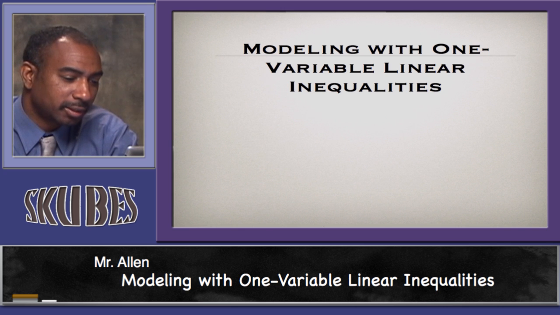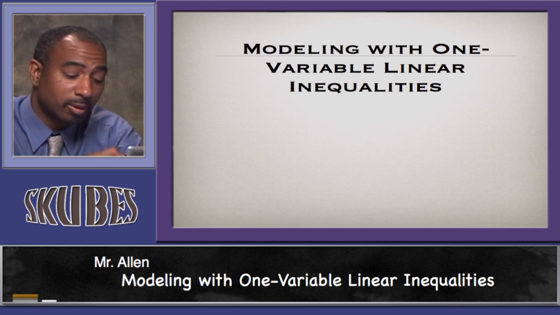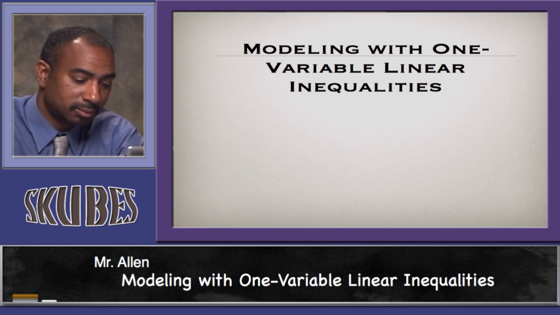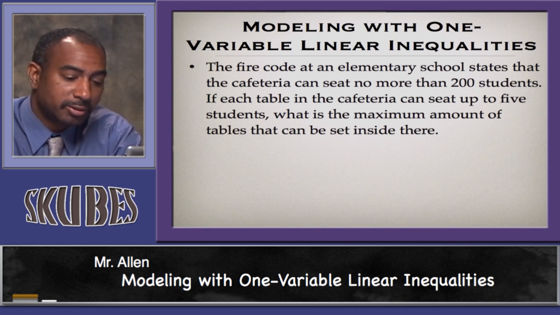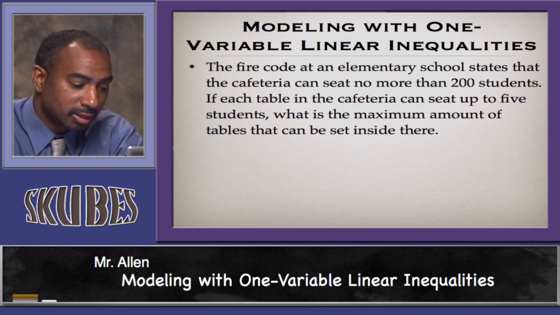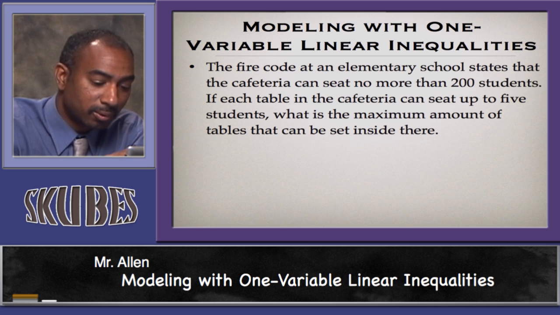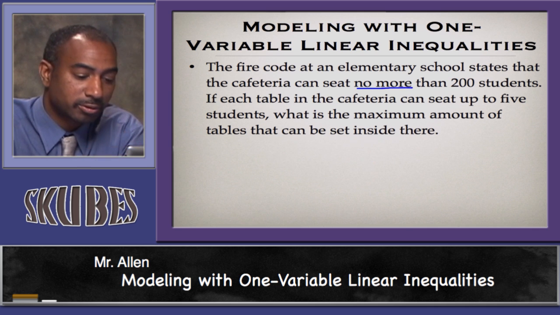Today's lesson is modeling one variable linear inequalities. The fire code at an elementary school states that the cafeteria can seat no more than 200 students. If each table in the cafeteria can seat up to 5 students, what is the maximum amount of tables that can be set inside there? The key word is no more than 200 students.